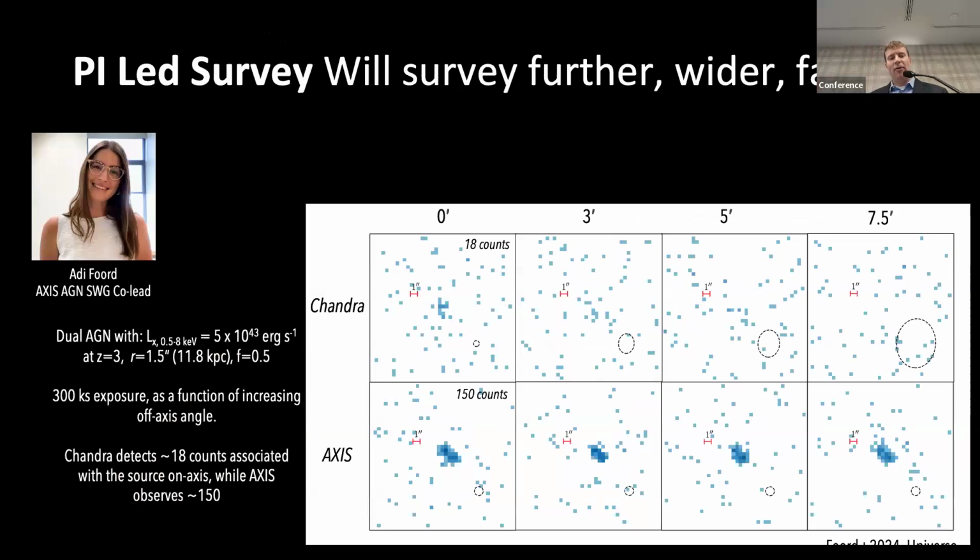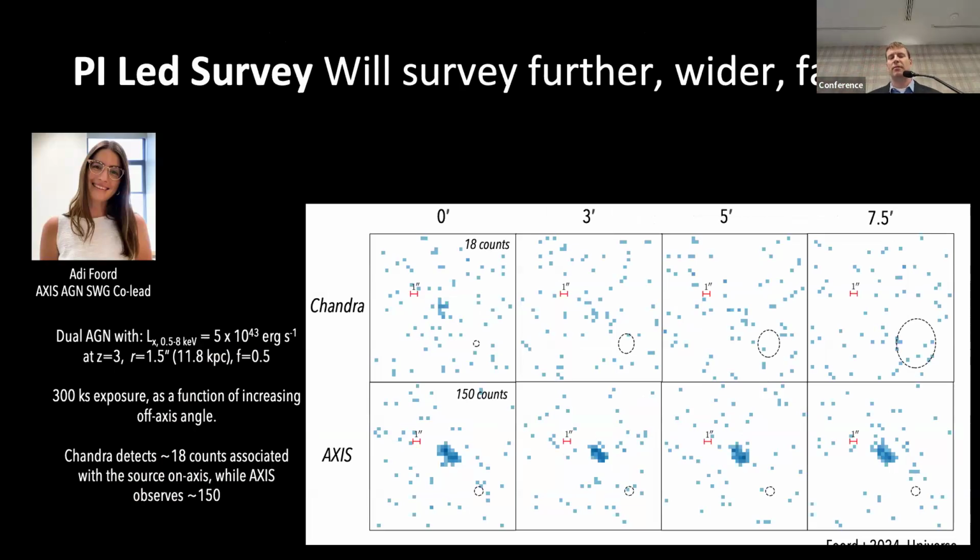And one more explanation of how powerful AXIS is for doing these distant dual AGN surveys is to show you Chandra versus AXIS at redshift 3. And the real power of AXIS is because you get this 1.5 arc second across basically the full field of view, you can survey 70 times faster with AXIS because you get your effective area plus the much larger field of view.